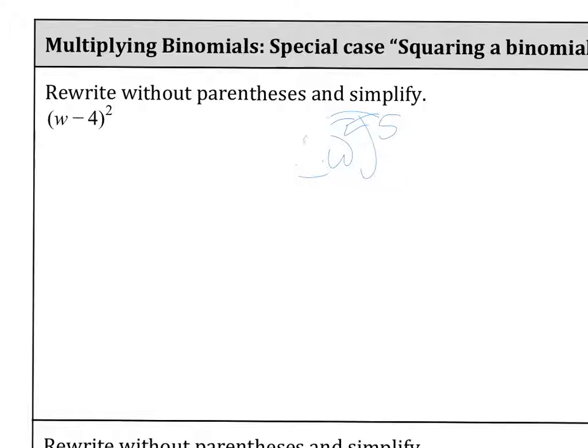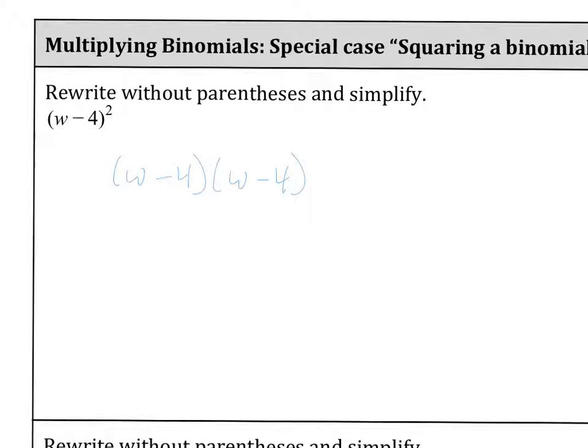So what we are going to do instead is think about what it means to square something. And of course you know that to square something means to multiply it by itself. So what I have here is w minus 4 multiplied by itself, which now means I've got to do this thing where everybody multiplies everybody. So this w has got to multiply everything in here, this negative 4 has to multiply everything in here, and then I have to combine like terms if there are any.